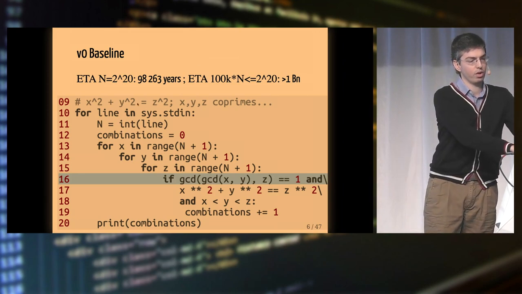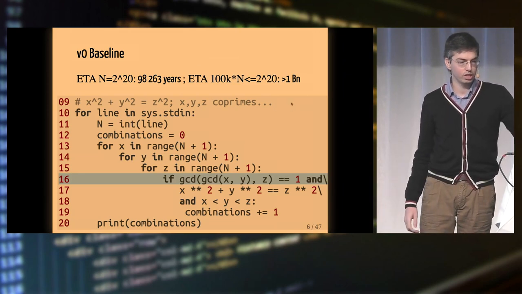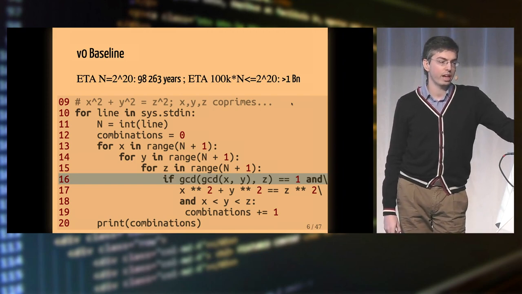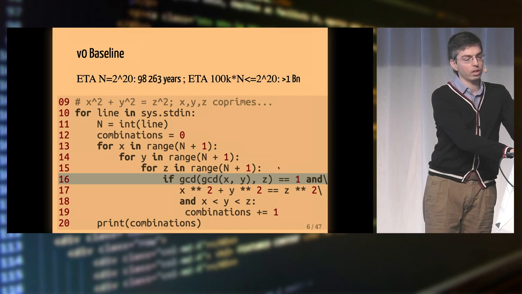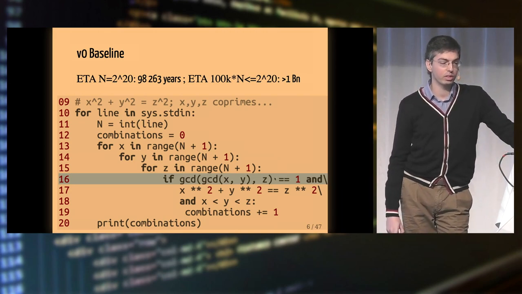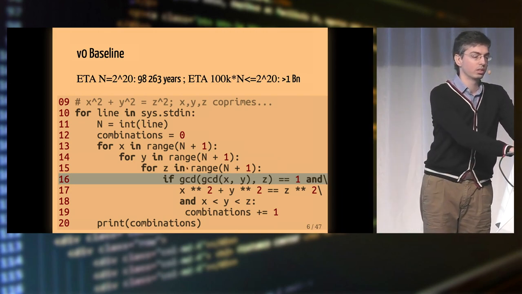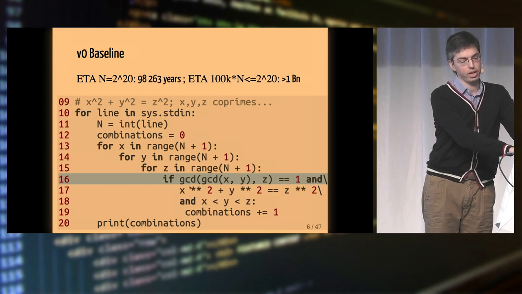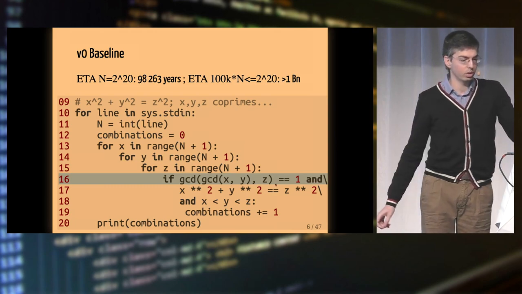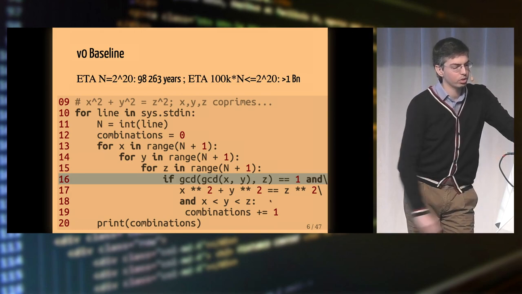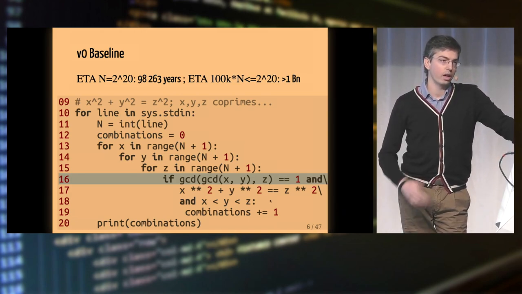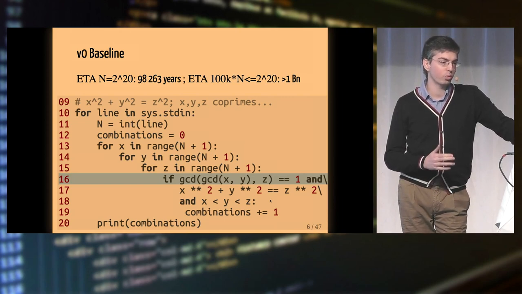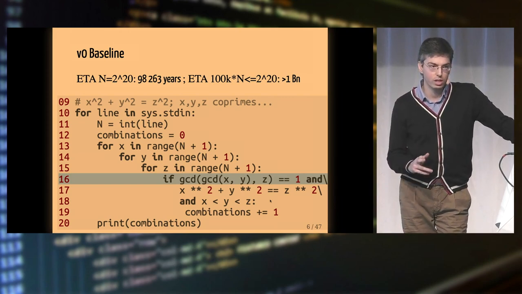So here we have a reminder of our restrictions, and this is what we calculate here. We take x, y, and z, and we go from 0 to n. Then we check that they are coprime using the greatest common divisor function. Then we check that they fulfill the equation x squared plus y squared equals z squared. And finally, we also check that x is smaller than y and y is smaller than z. I added this restriction because we want the combinations to be unique.